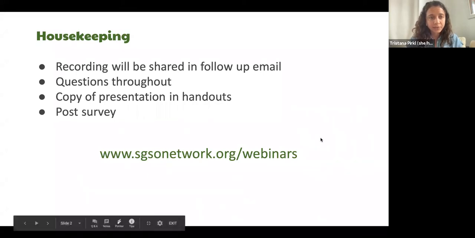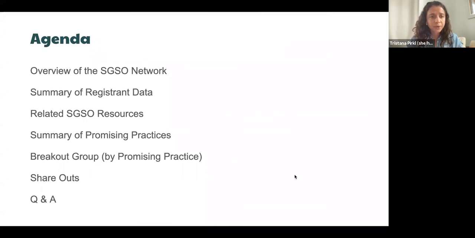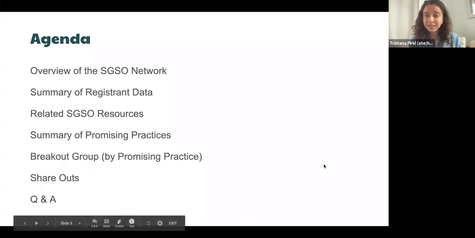And our agenda for today: we're going to do an overview of the SGSO network real quick, share who's here, who registered, share a number of related SGSO resources specific to this topic, and a summary of promising practices. We're going to dive into breakout groups to go into different subcategories within sustaining school gardens. And then we're going to do some Q&A.